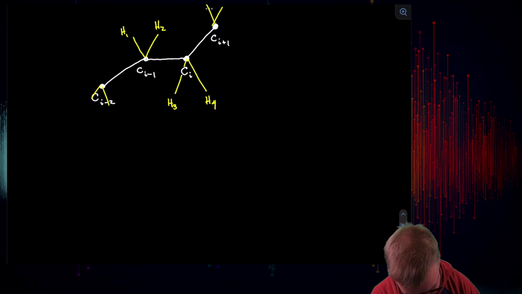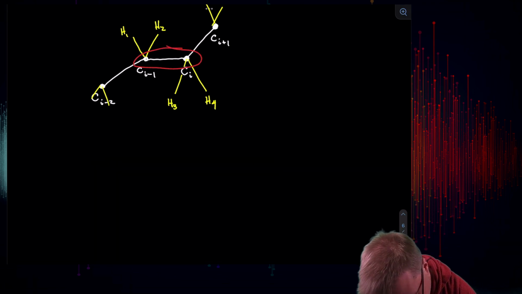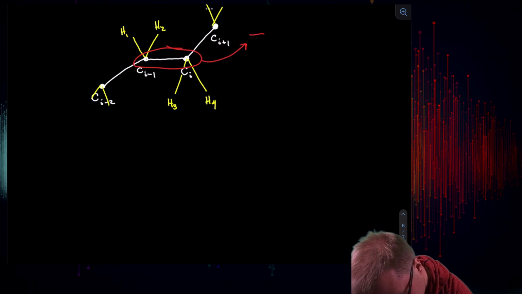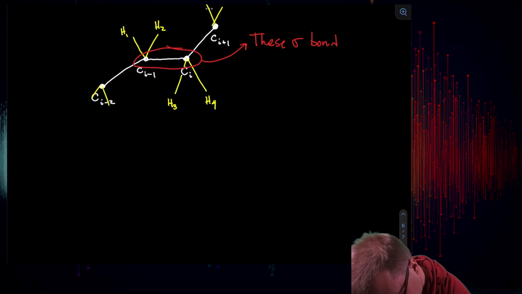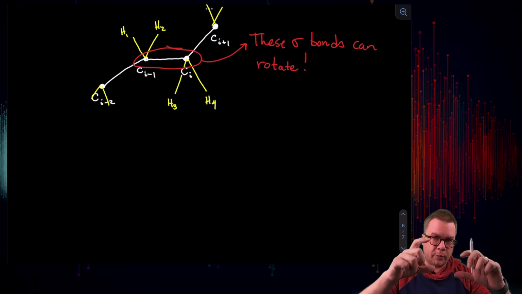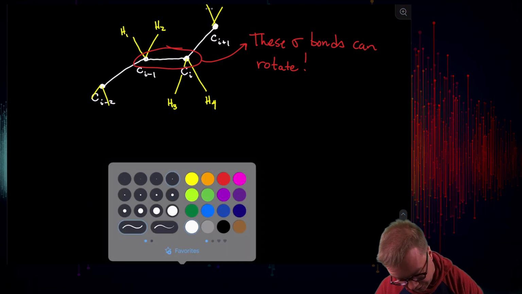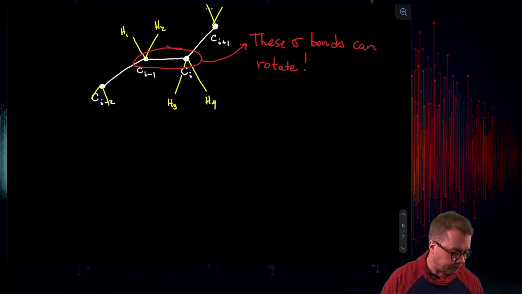So if you wanted to look at this, first of all, these bonds can rotate. When you take organic chemistry especially, you know that these single bonds can rotate, whereas a double bond can't, or a triple bond can't, right? So there's some rotation allowed for these sigma bonds.